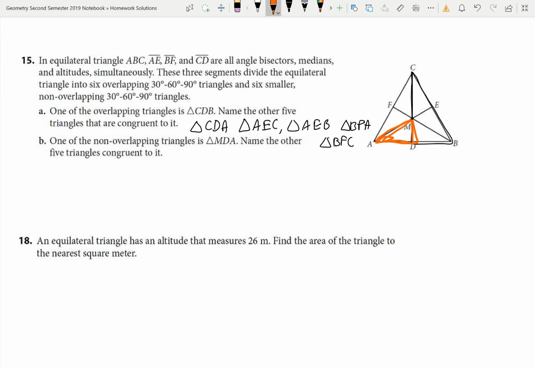And the smaller triangles, like if I use a different color here, like MDA, which triangles are congruent to that one? Well, this one over here is. And so it's going to be starting with triangle MBD. And next is triangle MEB. And then triangle MEC. And then triangle MFC. And triangle MFA. Nice.